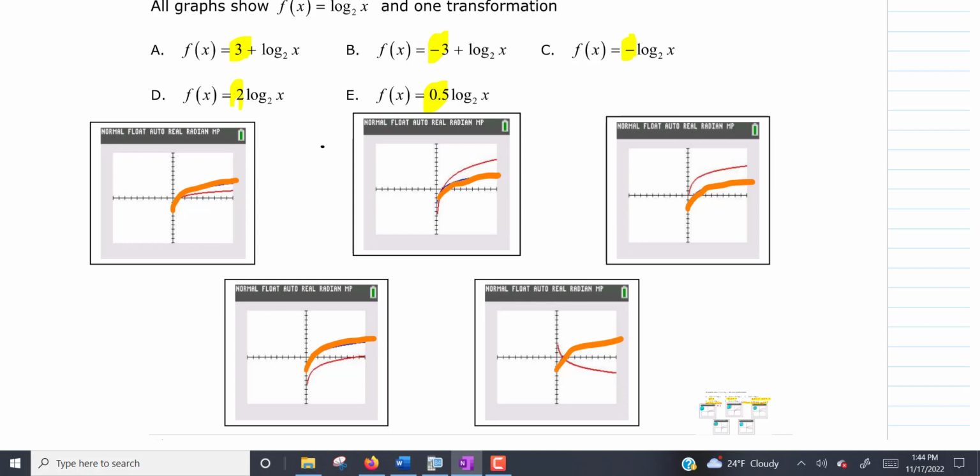So that one is right 4. That looks good. That one's left 2. That looks good. The reflection's the easiest one to see. Okay, and then the stretch shrink, okay? We'll see here in just a minute.